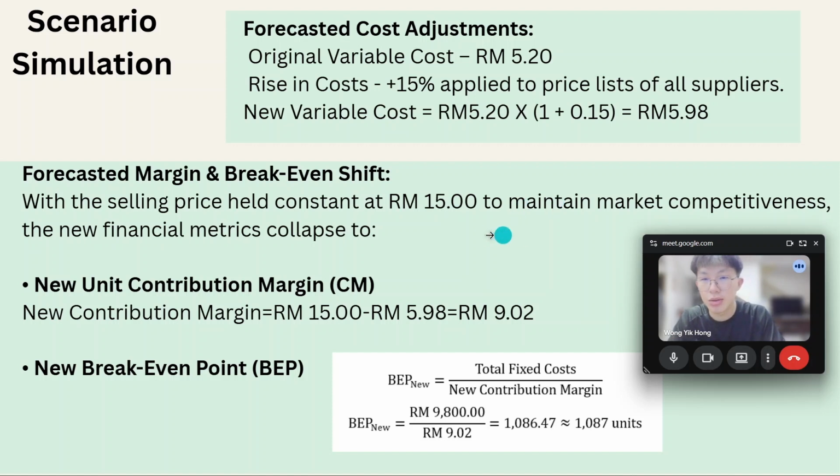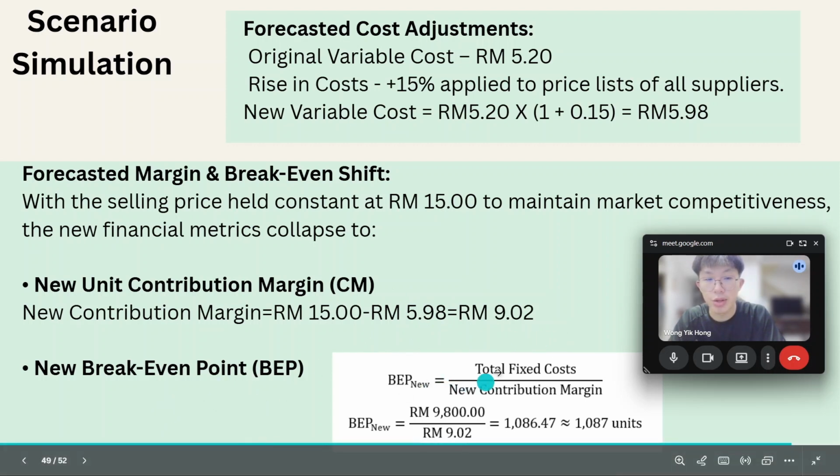So as you can see, we have the new contribution margin: 15 ringgit minus the increased value, which is 9 ringgit and 2 cents. For the break-even point, we calculate the total fixed cost divided by our new contribution margin, which gives us 1,087 units.